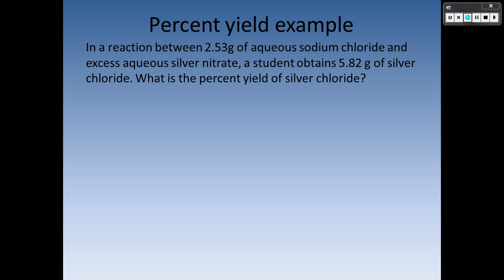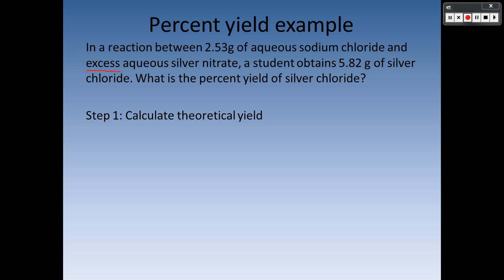So the only word that may be a little new to people at this point is the word excess. So what excess means is more than enough. So what we're really saying in this example is that the sodium chloride, the 2.53 grams, that's going to be our limiting reagent. And we have enough silver nitrate to react all of that sodium chloride. So see if you can figure this out. You actually have all the tools to figure this out. So my encouragement to you is to pause the video, see if you can figure it out, get the percent yield, and then check your answer.